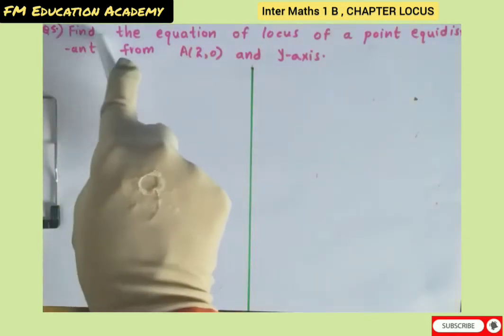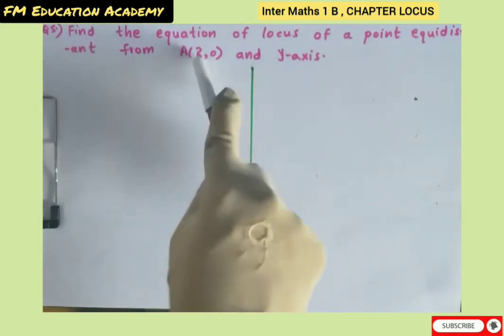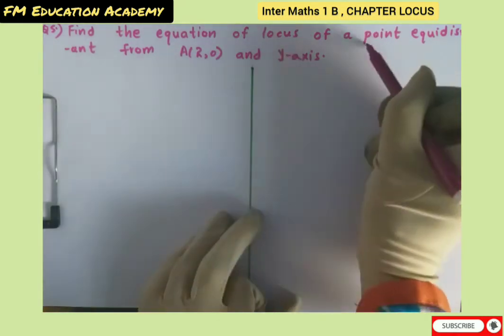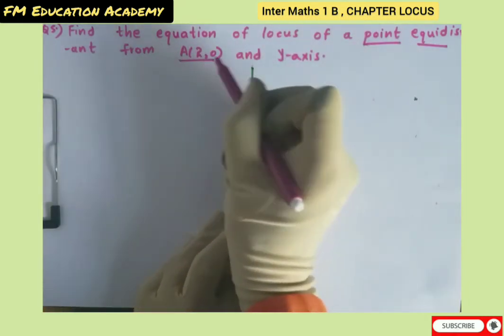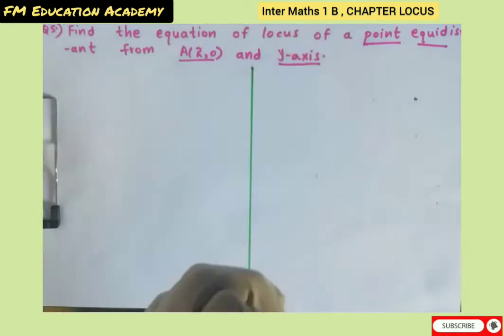Fifth question. Find the equation of locus of a point equidistant from A(2, 0) and the y-axis. Now here also it is telling that the point is at an equal distance from A as well as at an equal distance from the y-axis. So let us draw the diagram and show you.